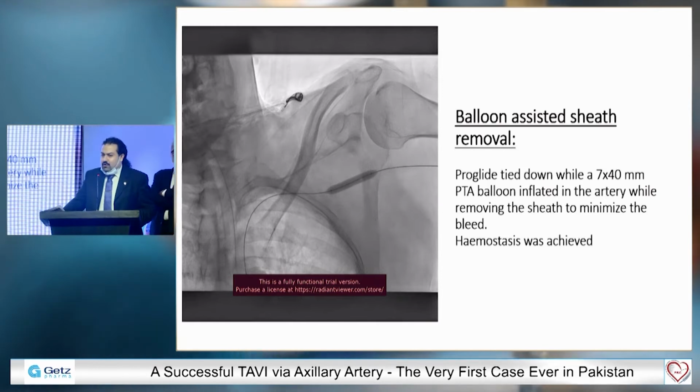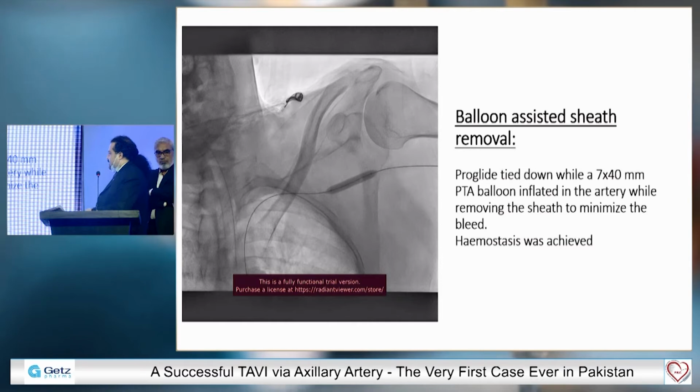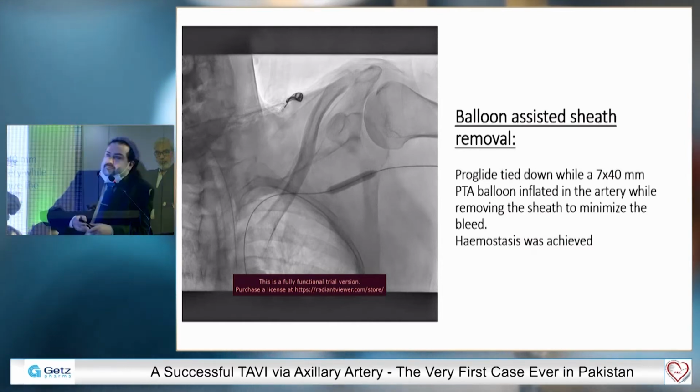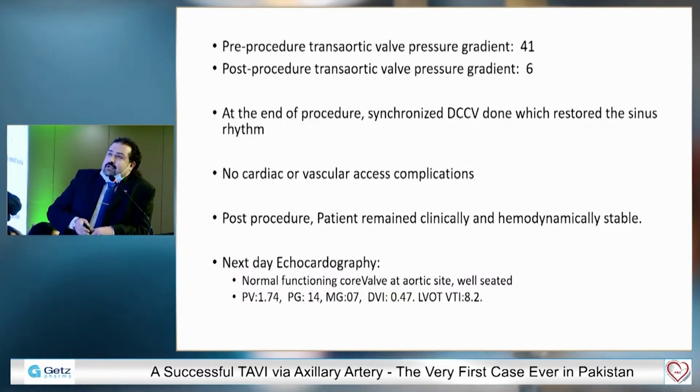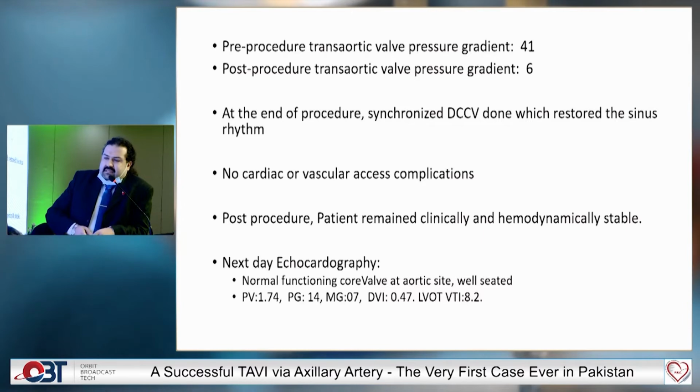So we had no complication at all, almost no bleeding, not even a hematoma, and hemostasis was achieved. Just to mention, invasively, before the procedure, the gradient across the aortic valve was 41, and after that it is 6. At the end of the procedure, we gave a synchronized cardioversion, and that restored the sinus rhythm of the patient. No cardiac and no vascular access complication at all, and post-procedure, the patient remained clinically hemodynamically stable. He was extubated the next day.